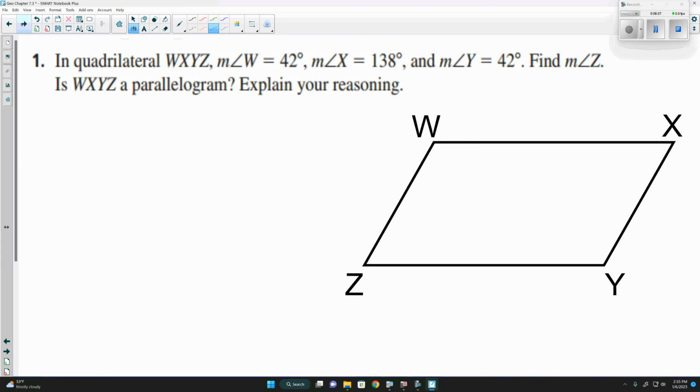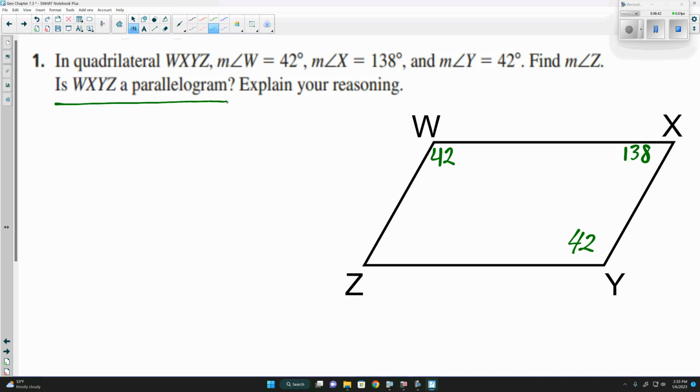In quadrilateral WXYZ, angle W is 42 degrees. Angle X is 138 degrees. Angle Y is 42 degrees. What is the measure of angle Z? 138. Is it a parallelogram? Yes, because they're diagonal. Does that count there? Yes, because the angles are opposite. Well, it actually is asking, is it a parallelogram?